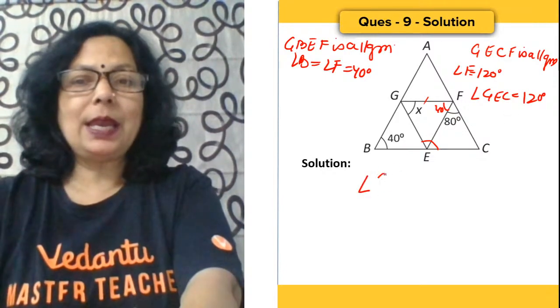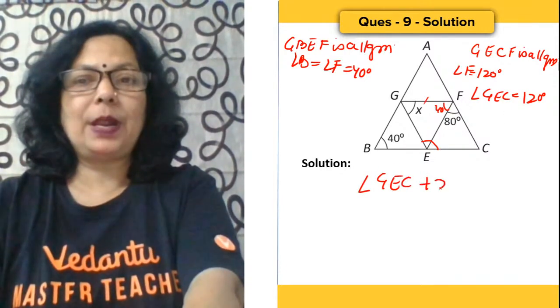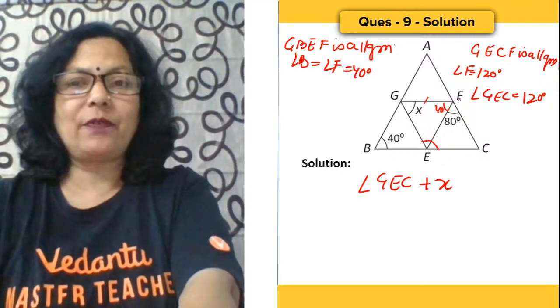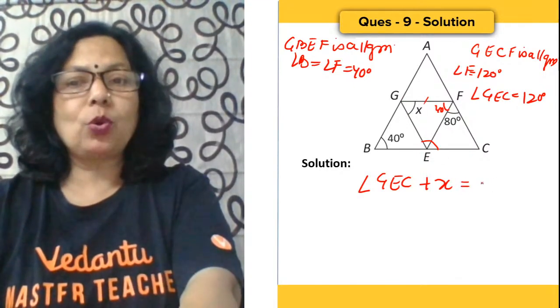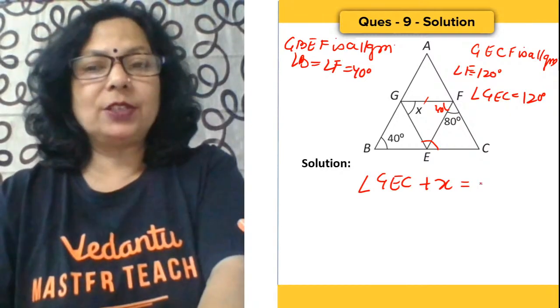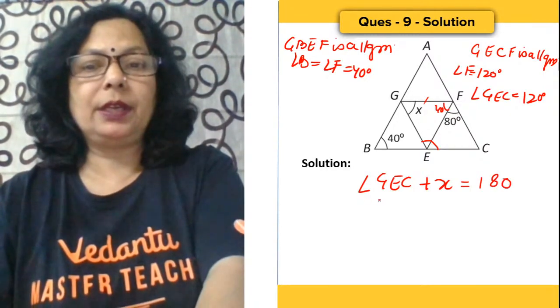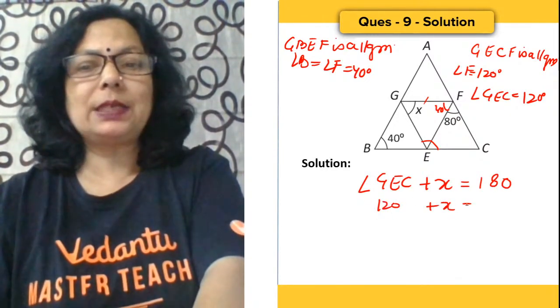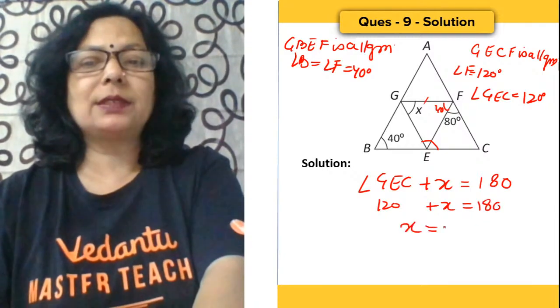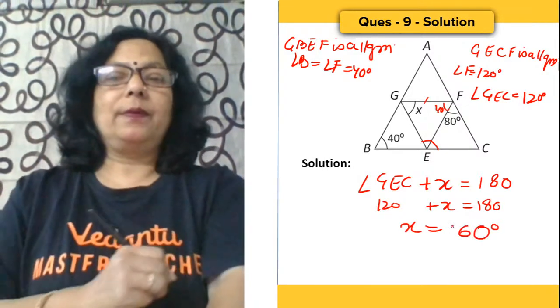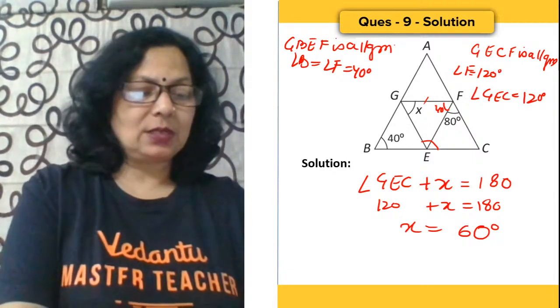Now you know that angle GEC plus X, if GECF is a parallelogram, so they are co-interior angles, adjacent angles, they will be 180 degrees. So 120 plus X is equal to 180 and X is equal to 60 degrees. So you have got the value of X as 60 degrees, right?